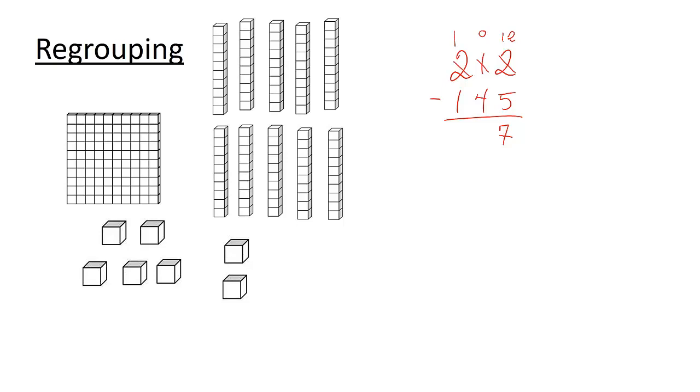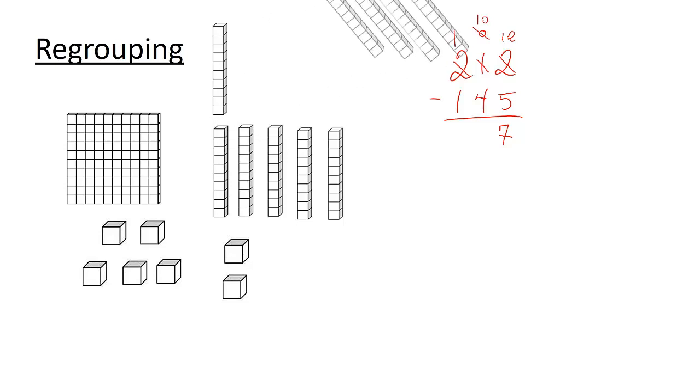Well, I've taken away one of my hundreds, so now I have 1 remaining. And now instead of having 0 tens, I have 10 tens. That means we can now take away 4 of these tens, and that's going to leave us with 6 tens left over. Finally, we move into the hundreds column.